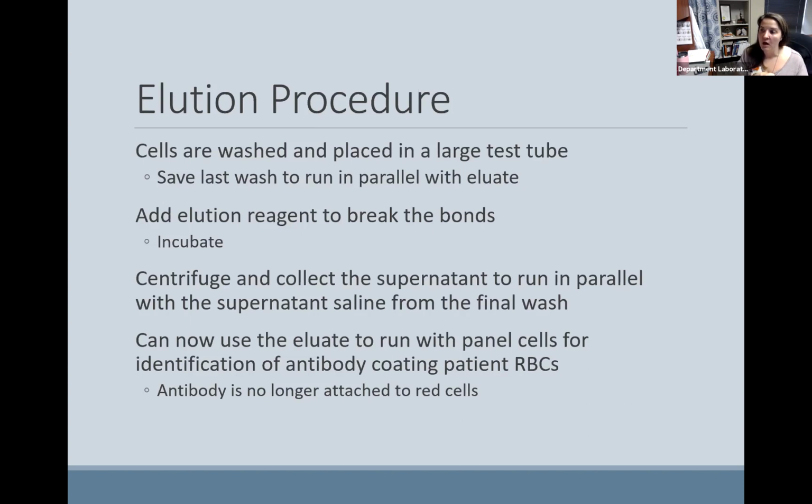You can use your panel cells. For Lewis, you can do what we called the mini panel that we talked about during our hemolytic disease of the newborn cases, where you run A negative cells, B negative cells, O positive cells, O negative cells. You can do that for investigation of hemolytic disease of the newborn. For all other antibodies, you'll have to use your panel. And so the purpose of the elution, again, is we're identifying the antibody that was coating patient cells.